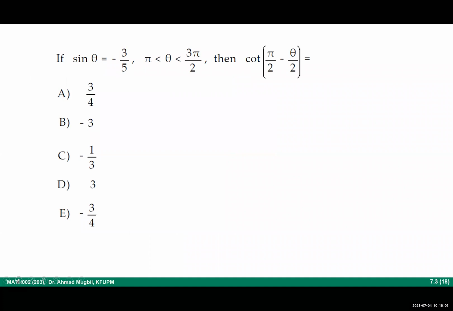Let's take this exercise, ya shabab. We still have time for that. Please, ya shabab, think about this. How to solve this one. Here we have sine theta is negative 3 over 5, theta between pi and 3 pi over 2. So where is theta, ya shabab? In which quadrant?